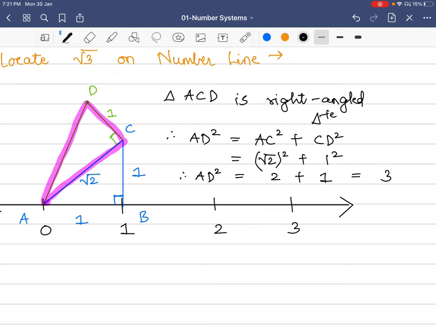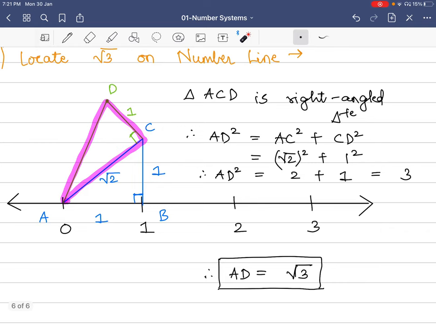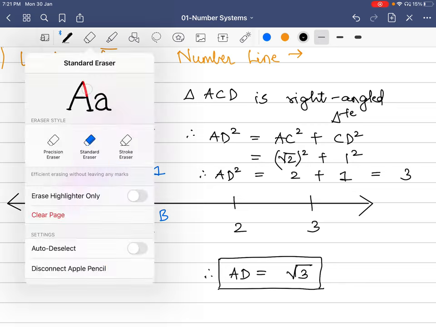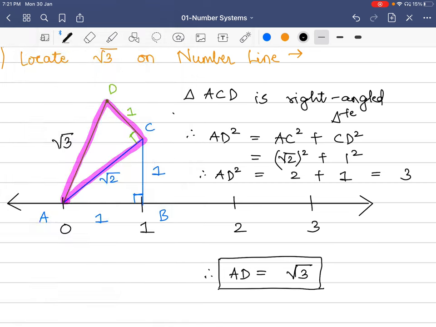Okay, so I'm going to continue here. Therefore AD is equal to square root of 3. Okay, now this is important. The length of AD is going to be square root of 3. So this is my AD, this is A and this is D. So the length is going to be square root of 3, and I'm going to make a note of it. This is going to be square root of 3. Let's remove the highlighted part so that it's less confusing.